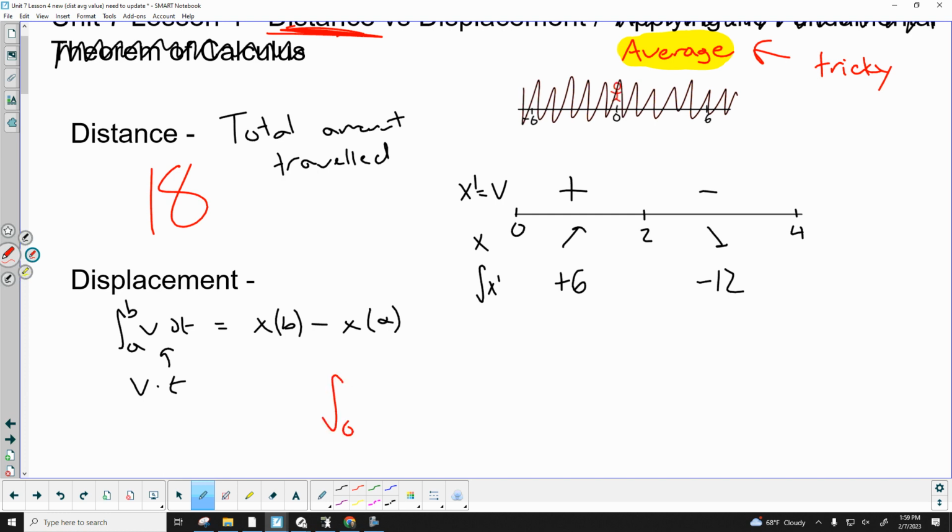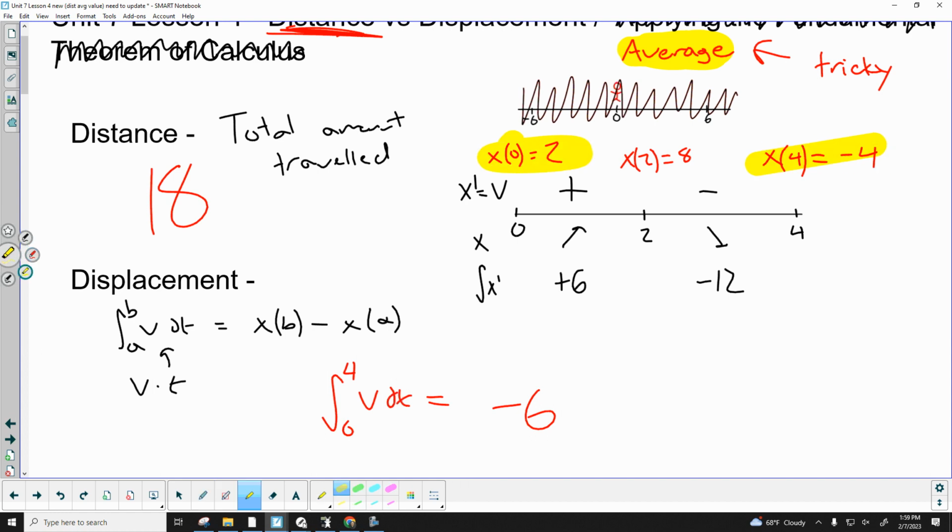What was the total displacement? Well, over the course of the 4 seconds, -6. I ended up 6 to the left of where I started. If I gave you a starting position, let's say x of 0 was 2, well, x of 2 would have been 8, and x of 4 would have been -4. Overall, I ended up 6 to the left of where I started, but how did I get there? I went to the right 6, I went to the left 12. So you guys already know distance.